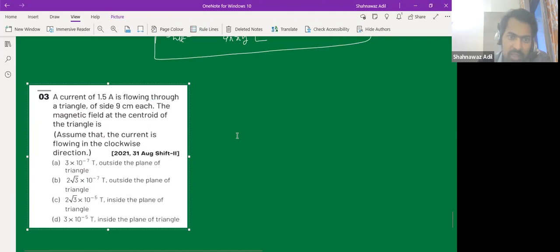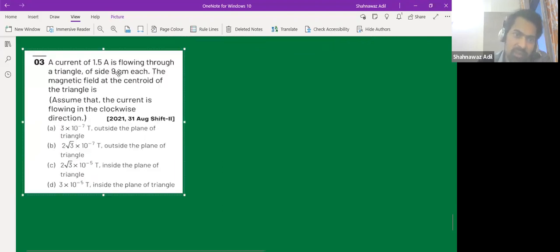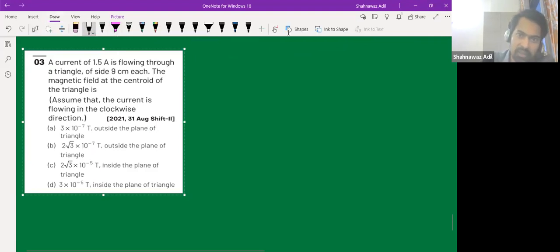So a current is flowing through a triangle of side 9 centimeters each, right? So we have an equilateral triangle, and the current is flowing in this line.